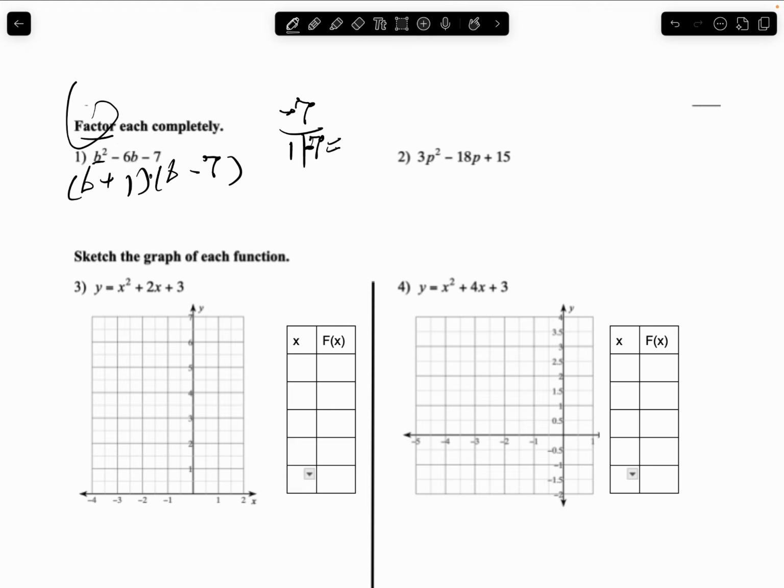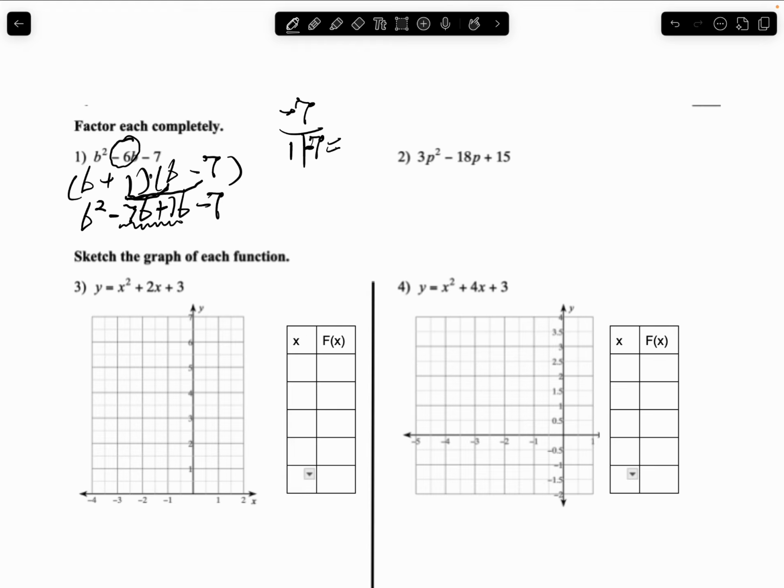I can check it by multiplying everything out. So b times b, b squared, b times -7, -7b. -1 times b is -1b, and -1 times -7 is a positive 1. That's a positive b. Positive 1 times -7 is -7. So it does work, because if you add all that together, you get the -6 that you wanted right there.